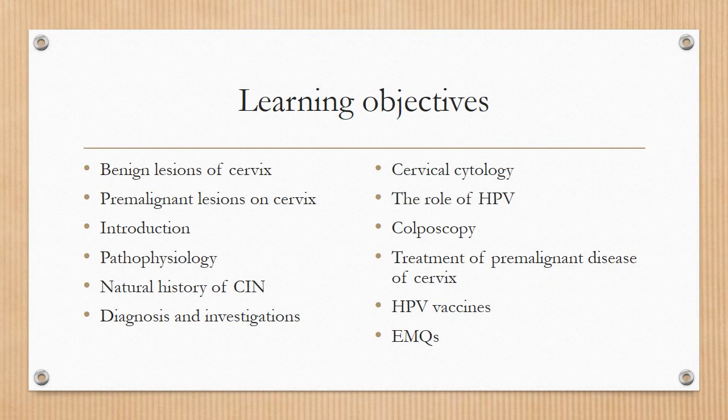Learning objectives of this presentation are: at the end of the lecture you would be able to learn about different benign lesions of the cervix, then what are different pre-malignant lesions on the cervix, their introduction, pathophysiology, natural history of pre-malignant lesions on the cervix, also called cervical intraepithelial neoplasia. How can we diagnose and investigate these pre-malignant lesions with the help of cervical cytology?